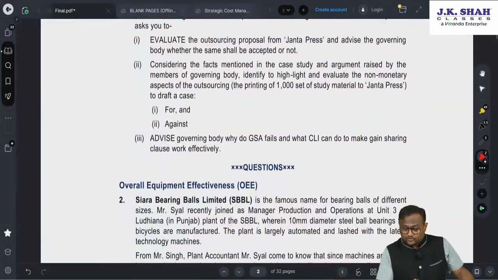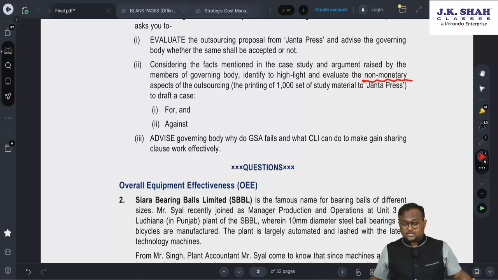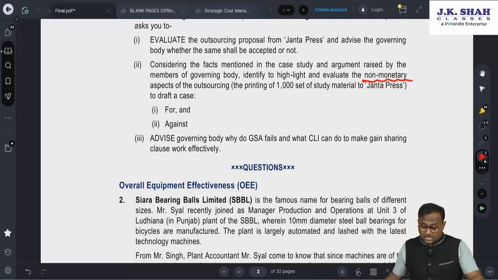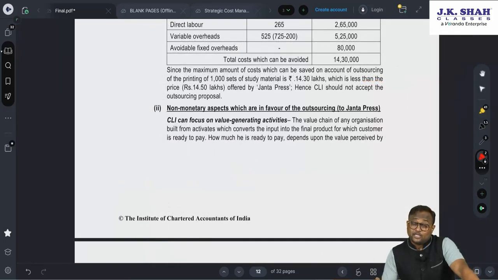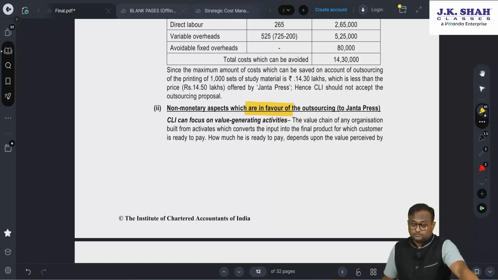Second part, considering the facts mentioned in the case study and the arguments raised by members of the governing body, identify non-monetary factors, for as well as against. Both are to be discussed. Now, non-financial factors in favor.